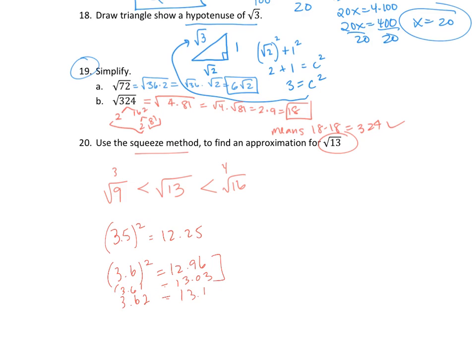So actually, looking at the values, it looks like radical 13 is really right between 3.6 and 3.61. So radical 13 is about 3.6, which on a calculator comes out to be 3.6055. So it's awesome. You just put it right in the middle there.